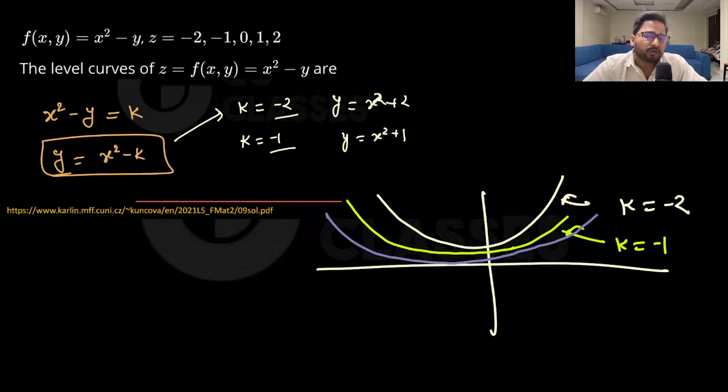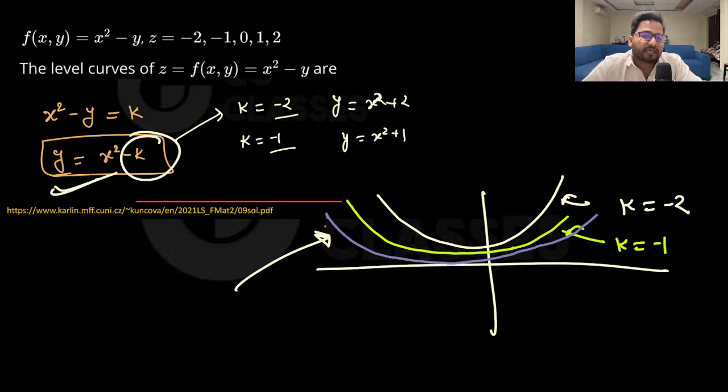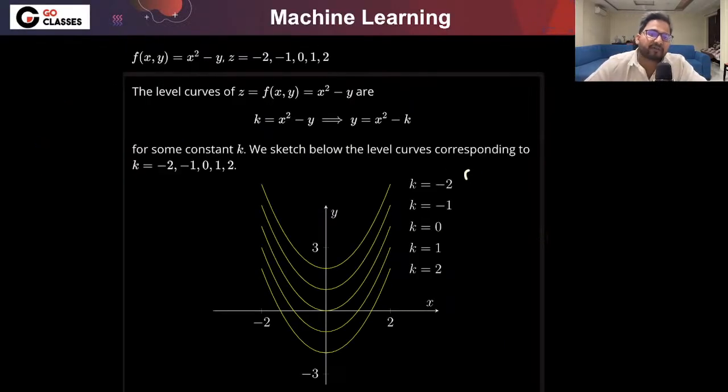Although you don't need to draw it, if they ask you, then it will be very simple. How to draw it? You just need to put a fixed value of z, and then you say, okay, this is your general equation. The moment you vary this k, you will be getting different contours. So here you are getting these different contours. Is this fine to everyone?